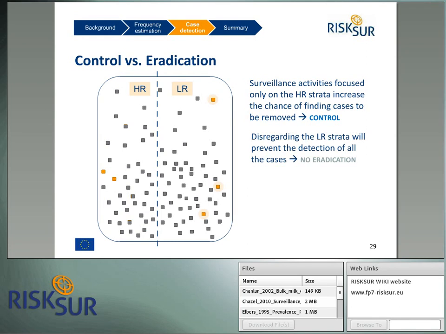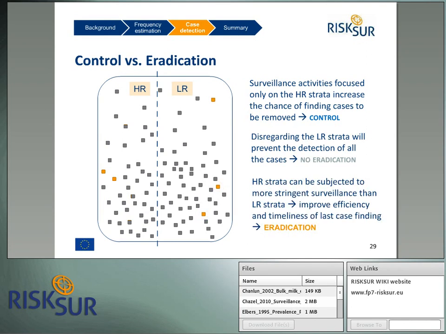Nevertheless, to improve the efficiency and timeliness of case finding for eradication purposes, high-risk strata might be subjected to more stringent surveillance compared to the low-risk strata. An example can be to sample units in the low-risk stratum once a year and those in the high-risk stratum twice a year, for example.